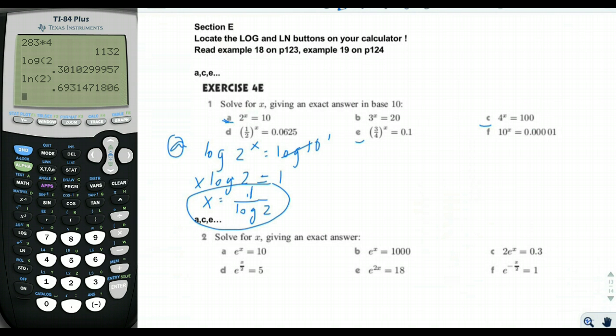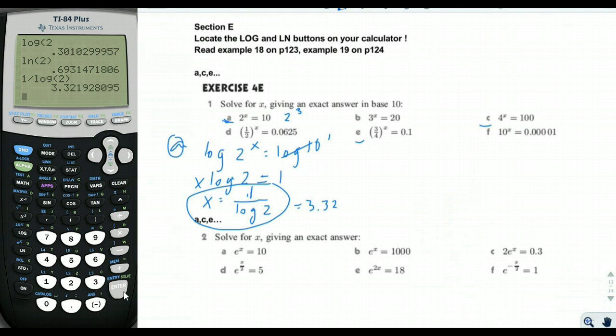Now if you want to, you could actually do that in your calculator to find out exactly what it is. You could say 1 divided by log 2. And the answer is 3.32, etc. Okay? And you could even kind of check that. If you plug the x back into the original equation, 2 to the 3.32 gives 10, but we can't do that in our head.